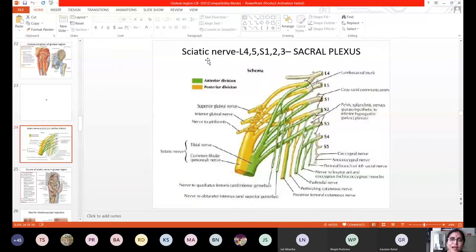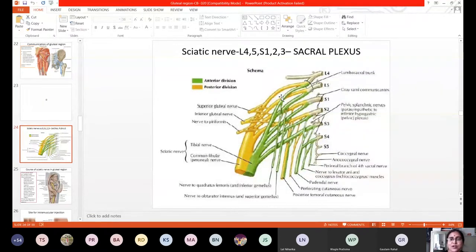So, what is the root value of the sciatic nerve? The root value of the sciatic nerve is the ventral rami of L4, L5, S1, S2, and S3 spinal nerves from the sacral plexus. From which plexus? Sacral plexus. So the origin of the sciatic nerve is from the sacral plexus. Ramus means singular, so we should say ventral rami of L4, L5, S1, S2, S3 spinal nerves. In this picture you can see L4 in white color. So that is the root value of the sciatic nerve.